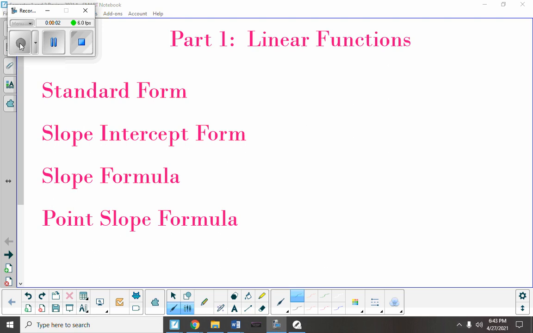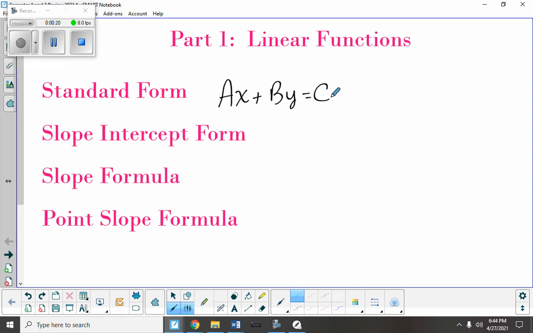Hi, this is part one of our review for Algebra 2, and this one focuses on linear functions. Now, the standard form of a linear function is ax plus by equals c. And by definition, a, b, and c should all be integers.